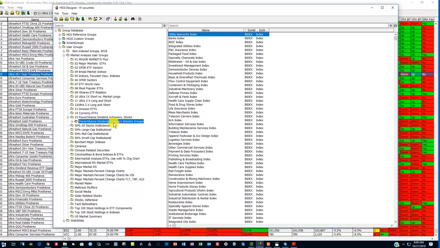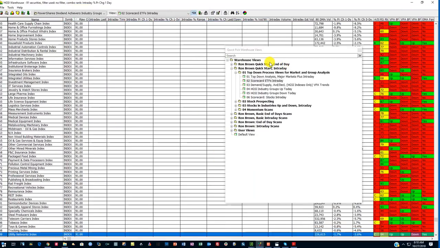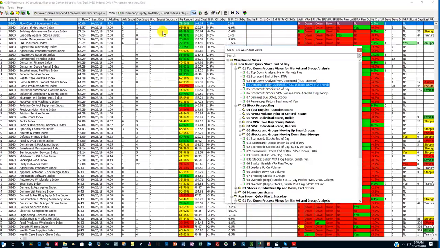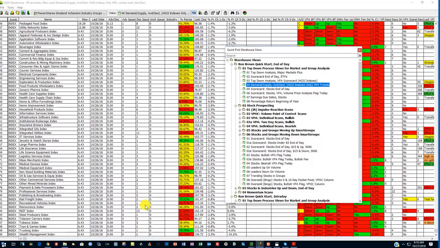But I decided, well, I might as well put the PowerShares industry groups in here too. So I just made industry groups of these PowerShares. And if I go into my warehouse, go to end of day, and go to number four, it'll show you how many stocks are contained in each one of these groups created from the PowerShares. You can see it created 90 groups. A lot of them only have one stock, as you can see if you scroll down here.